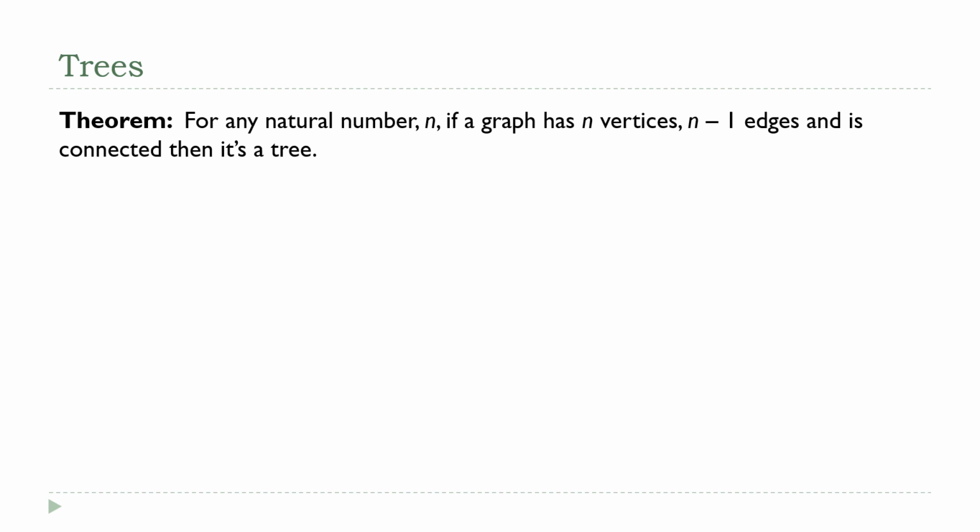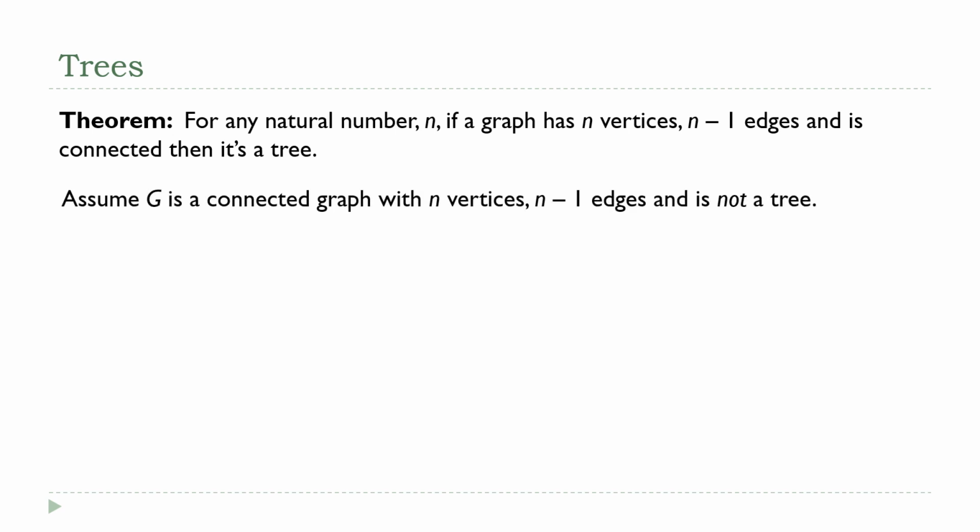Okay, so now we're ready to go the other way. Right? If I have a graph, it has n vertices, n minus 1 edges, and it's connected, that's enough to force it to be a tree. Okay, so I'm going to do this by contradiction. So let's assume that we have a graph G. It's connected, it has n vertices, n minus 1 edges, and it's not a tree. Right? In other words, it has at least one circuit in it.